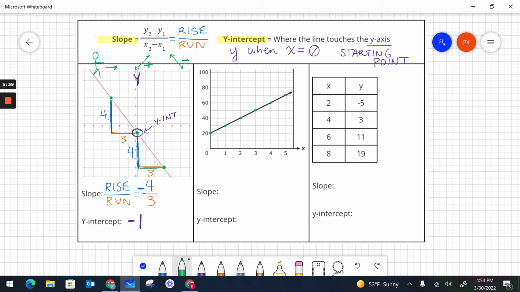Then I'm going to draw in slope triangles to help me see. I can draw any one of these to help me see the slope and the rise and the run. Here's my rise.